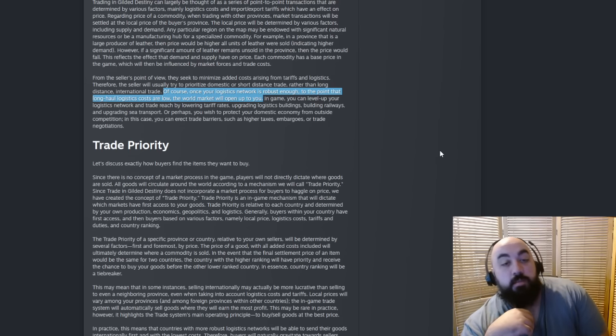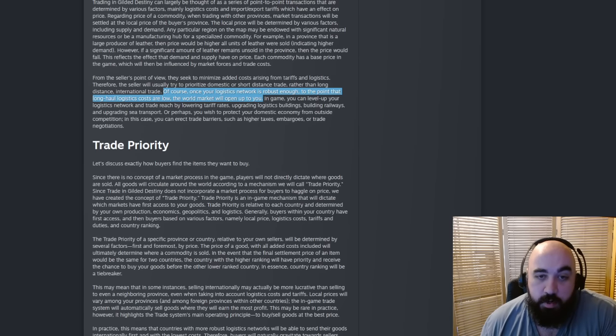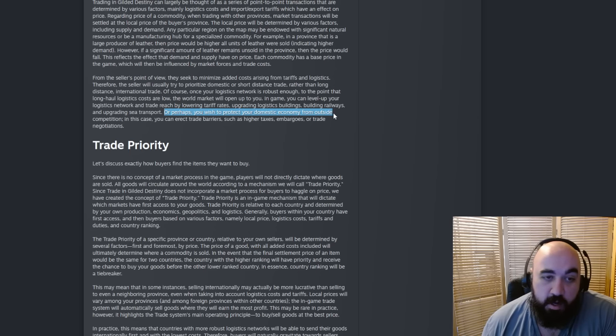In-game, you can level up your logistics networks and trade routes by lowering tariff rates, upgrading logistics buildings, building railways, and upgrading state transport. Or perhaps you wish to protect your domestic economy from outside competition. In this case, you can erect trade barriers, such as higher taxes, embargoes, or trade negotiations.